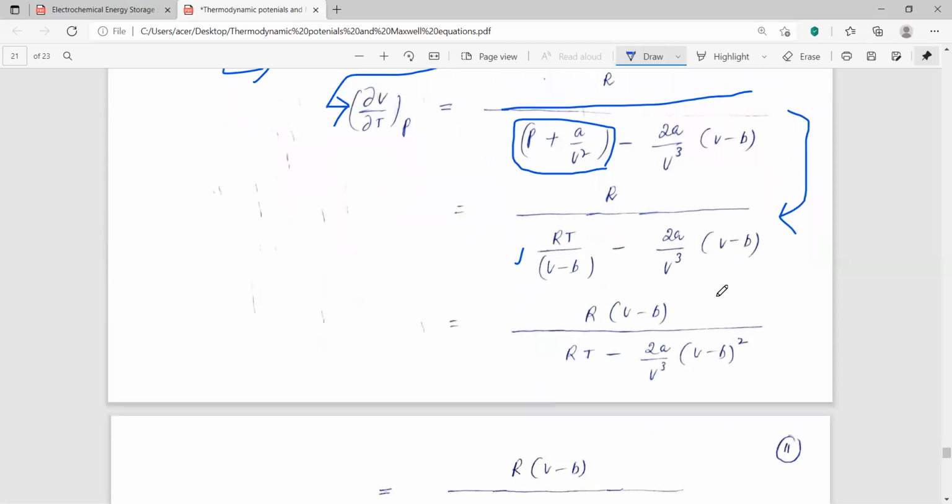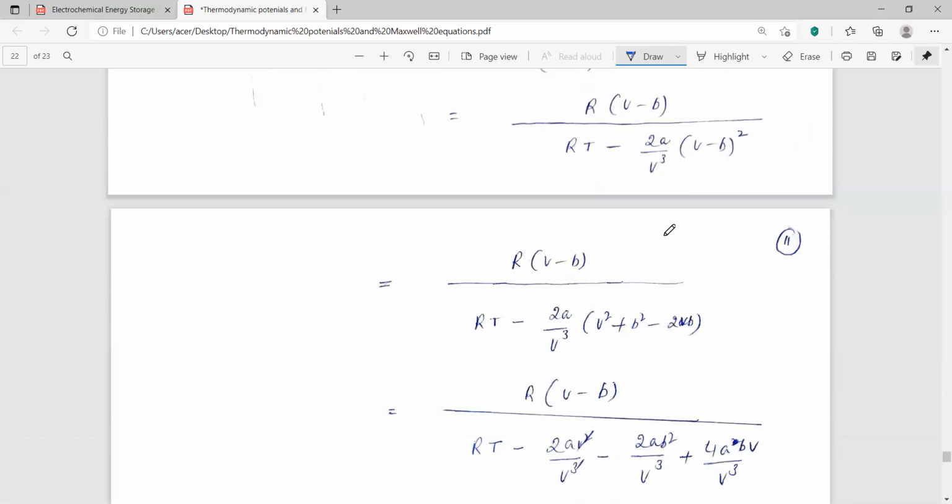So, now if I multiply with V minus B, both the numerator and denominator, what will happen, you see? So, R into V minus B whole by RT minus 2A by V cube into V minus B whole square. After that, R into V minus B whole by RT minus 2A by V cube. So, what is the value of V minus B whole square? V square plus B square minus 2VB.